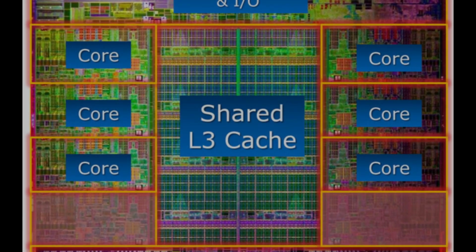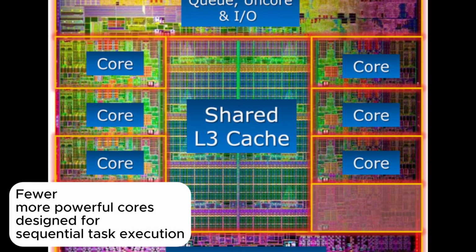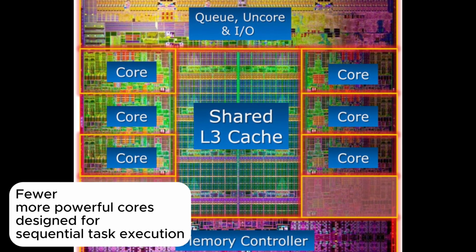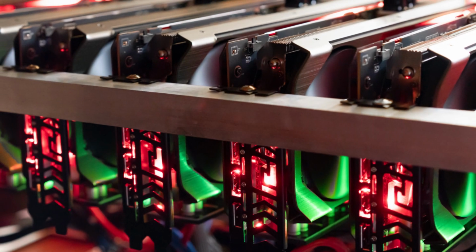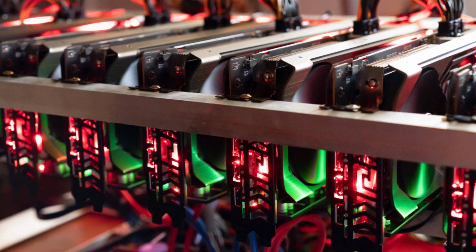CPUs, in contrast, have a considerably smaller number of much more powerful cores. These CPU cores excel at handling complex sequential tasks, executing each step in an algorithm one after the other. But LLMs require a massive amount of parallel calculations, making GPUs a far more efficient choice.